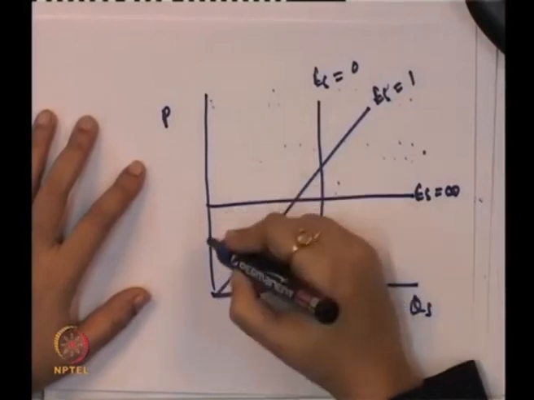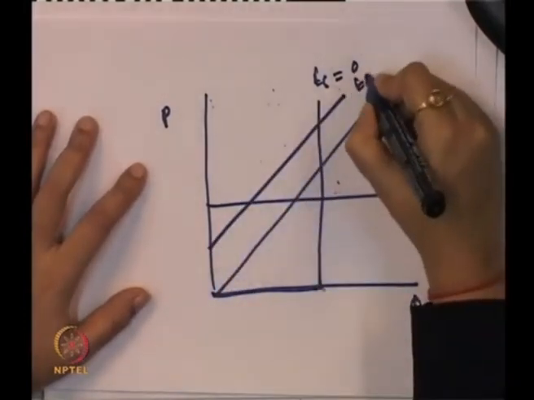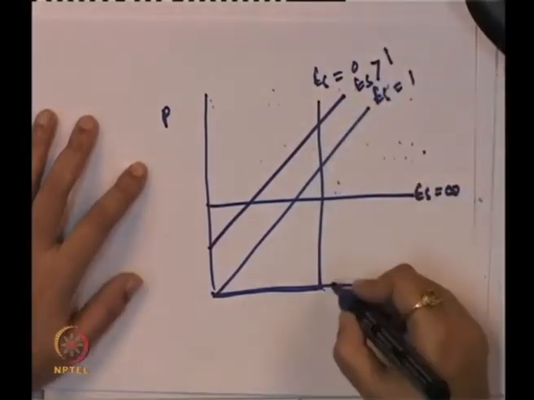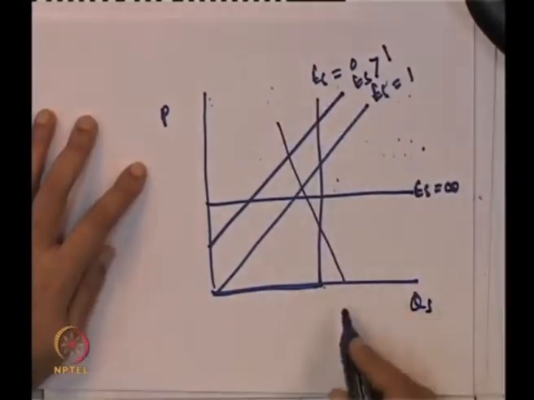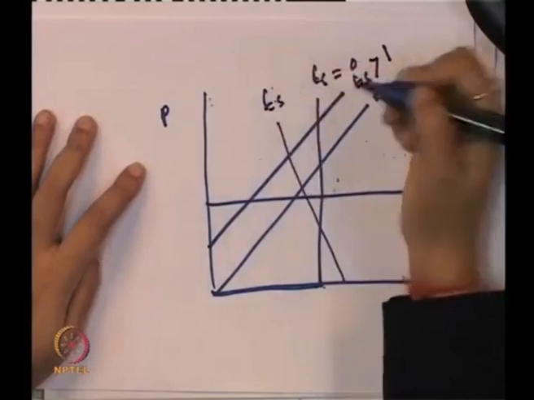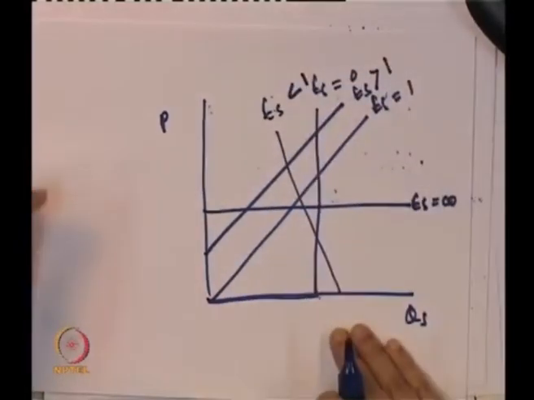Then if it cuts the price axis, elasticity of supply takes a value greater than 1, and if it cuts the quantity axis, elasticity of supply is less than 1. So, there are 5 types of elasticity of supply: equal to infinite and equal to 0 are the 2 extremes, the midpoint is elasticity of supply equal to 1, and in between these, elasticity of supply greater than 1 is relatively elastic, and elasticity of supply less than 1 is relatively inelastic. We will see in a typical supply curve which one is the elastic section and which one is the inelastic section, or the elastic range and the inelastic range.